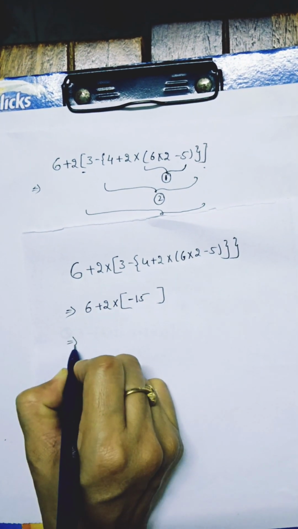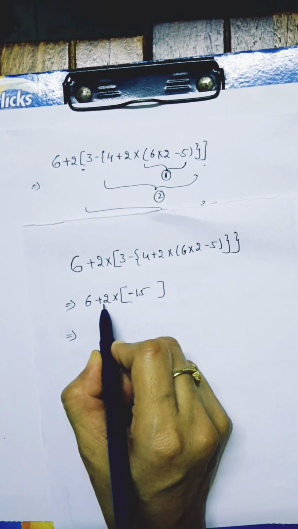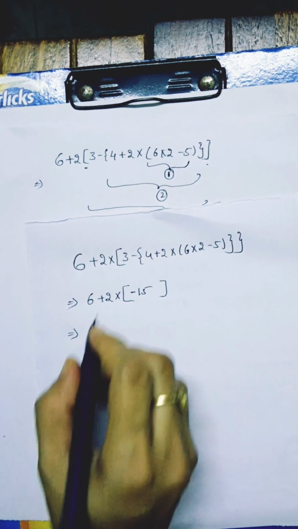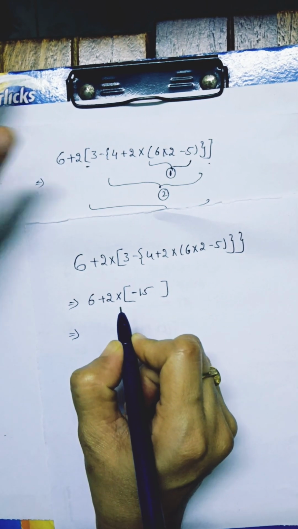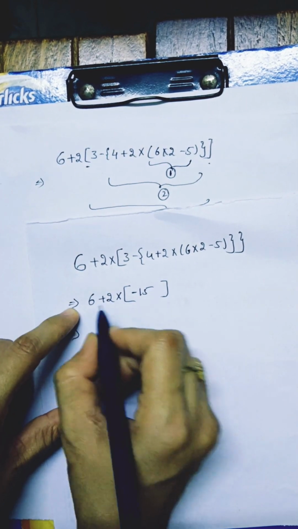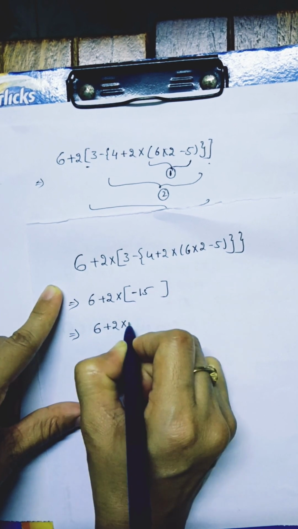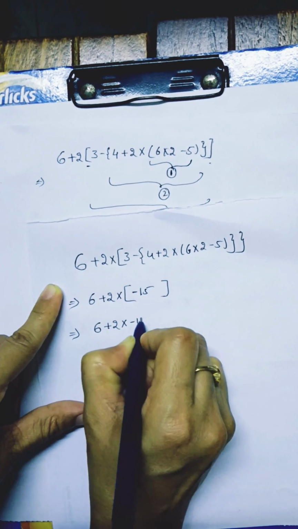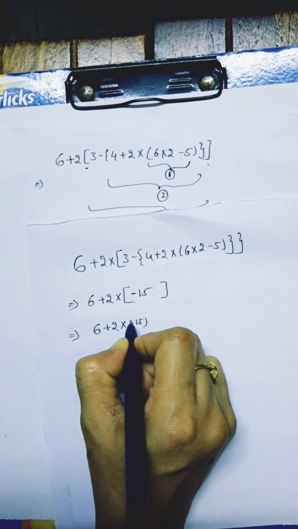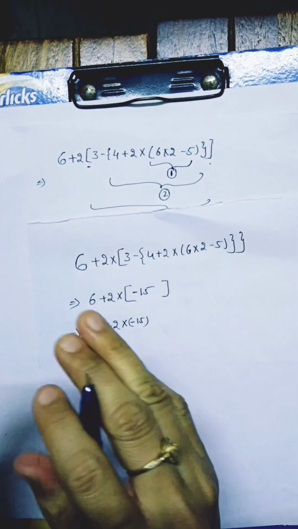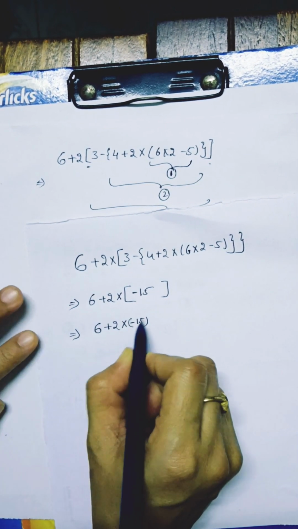Okay. So what will be the next step? 6 plus 2 is 8 multiplied by minus 15, right? No. Here, according to the BODMAS rule, we need to take out the brackets first. So 6 plus 2 multiplied by minus 15. I'm writing the bracket again over here. Why? Because you guys need not get confused. That's why I'm writing the bracket here.